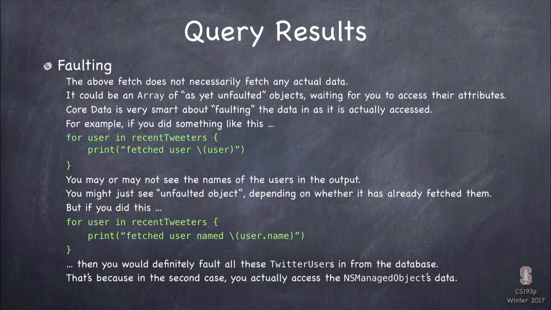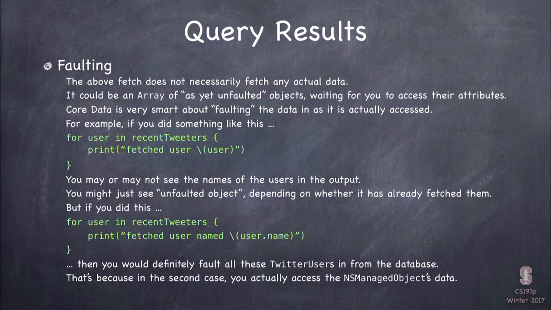And the reason this matters to you is if you go in the debugger or you do a print statement like this one, where you say, for user in recent tweeters, fetched user whatever, when you print that out, it's not going to print a Twitter user object. It's going to print some kind of faulting shell, because you haven't actually asked for any of the data inside that thing yet, so it hasn't faulted yet. But if you say, for user in recent Twitters, and say fetch user named, and now you say user.name, now you are faulting this object in. In fact, this for loop would fault all these objects in to memory.